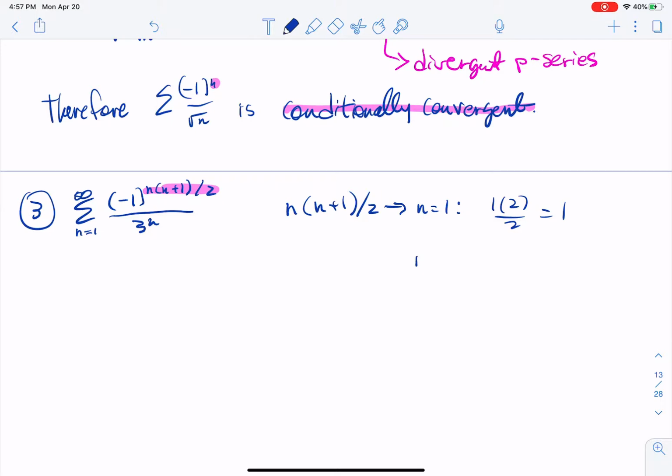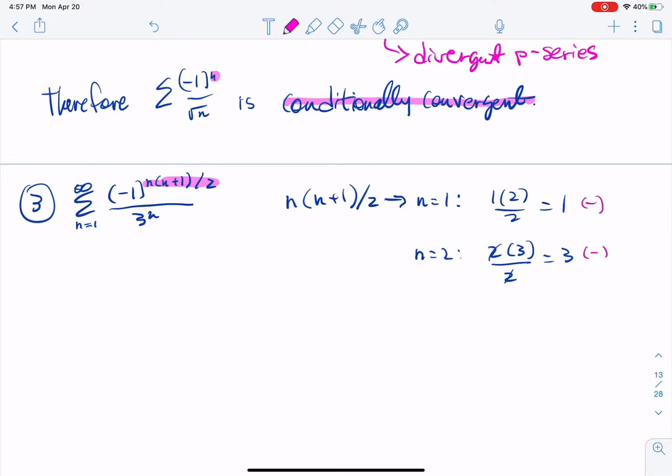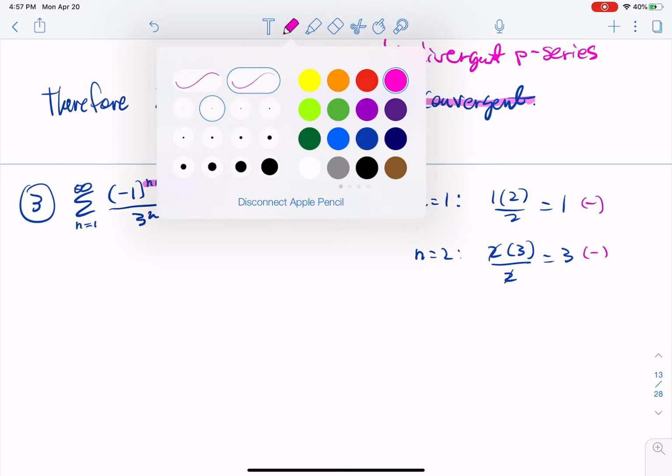Let's stick in 2. I would have 2 on the outside, 3 on the inside, and then 2 divided by 2. These 2's cancel out, and I get 3. So remember, this is the exponent on negative 1. If you raise negative 1 to the first power, it's going to be negative. If you raise negative 1 to the third power, it's still negative. So it doesn't look like it's alternating.